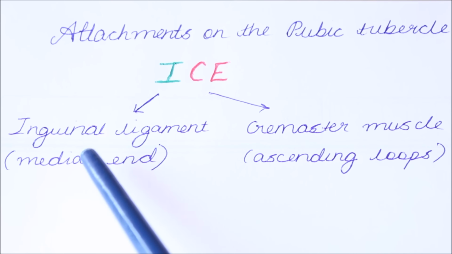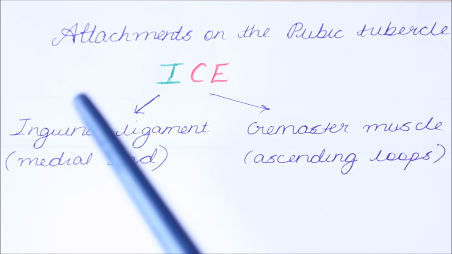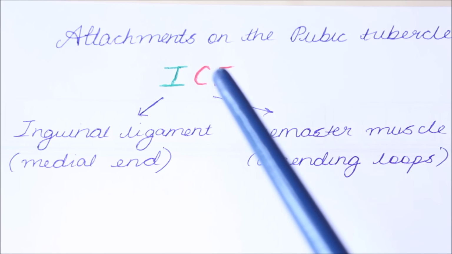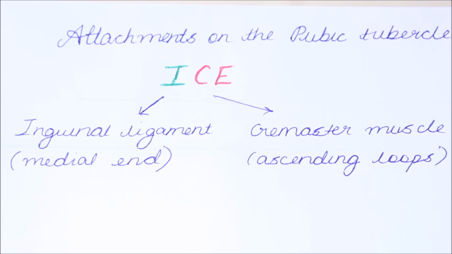I stands for the inguinal ligament and the green color represents its attachment, while CE stands for cremaster muscle and red color represents its origin.